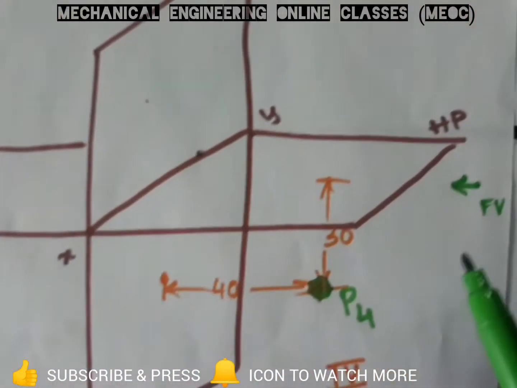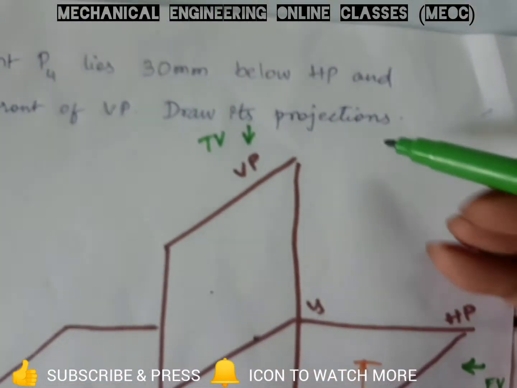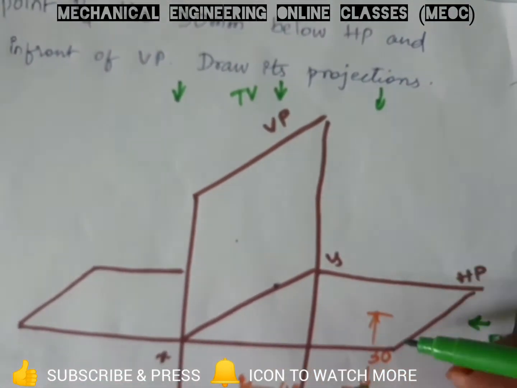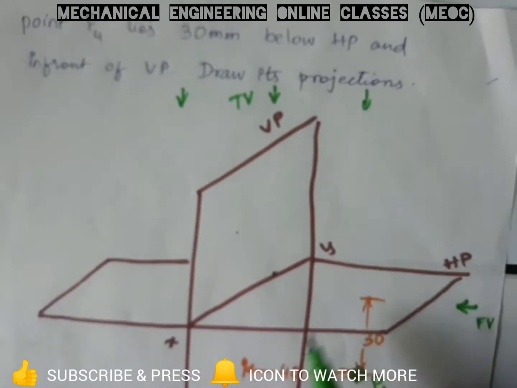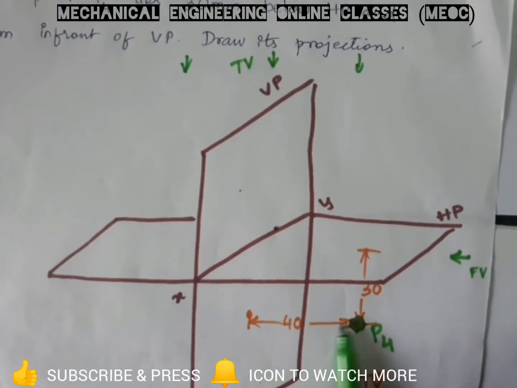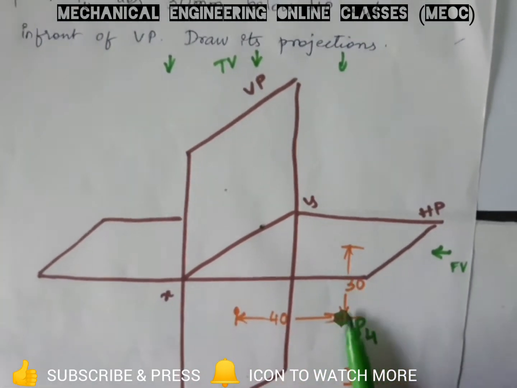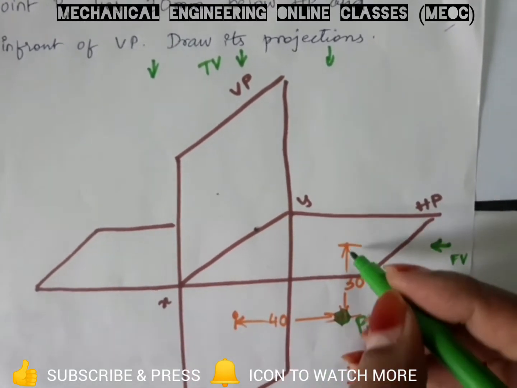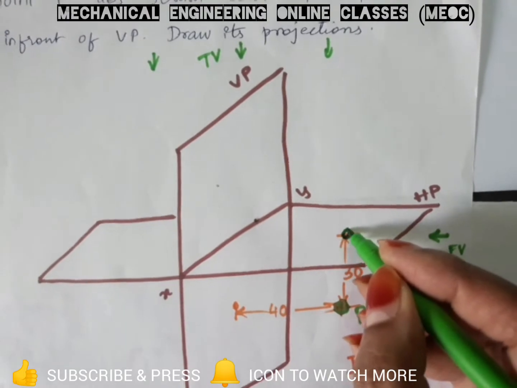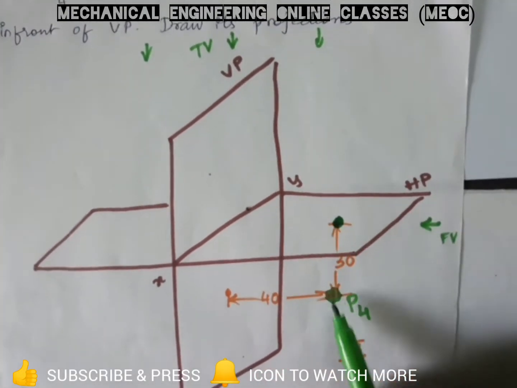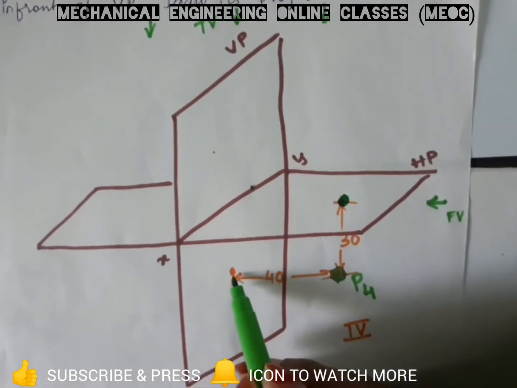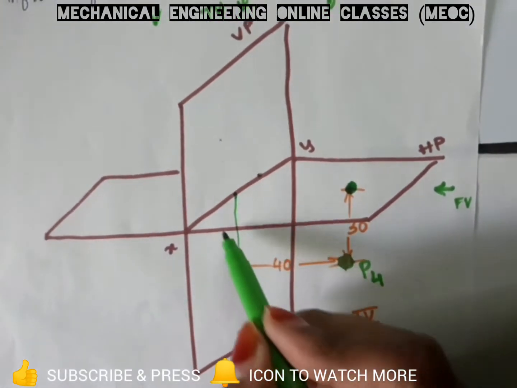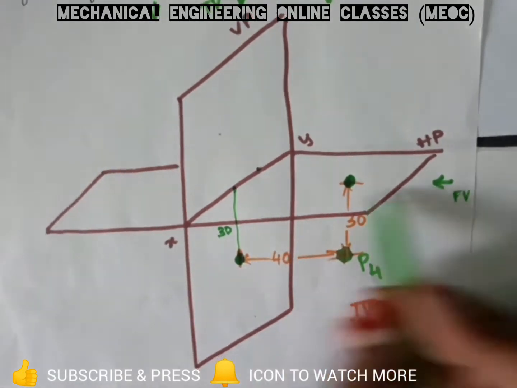Coming to the top view, when you are looking from the top, your lines of sight are perpendicular to HP. So here you can notice only the 40 mm length, but this 30 mm depth cannot be seen, and it appears to be lying on the HP. Similarly, in the front view also, this appears to be lying on the VP.